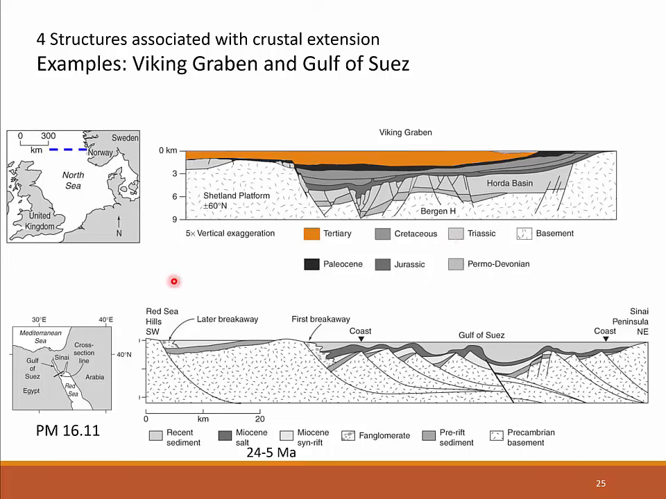In the case of the Gulf of Suez, the style is somewhat different. We see essentially half grabens forming along listric normal fault sets, and we see here the tilting of pre-rift sediments that are covering a Precambrian basement in this case. On top of each of these tilted fault blocks was once a horizontal layer that got tilted during progressive listric normal faulting.